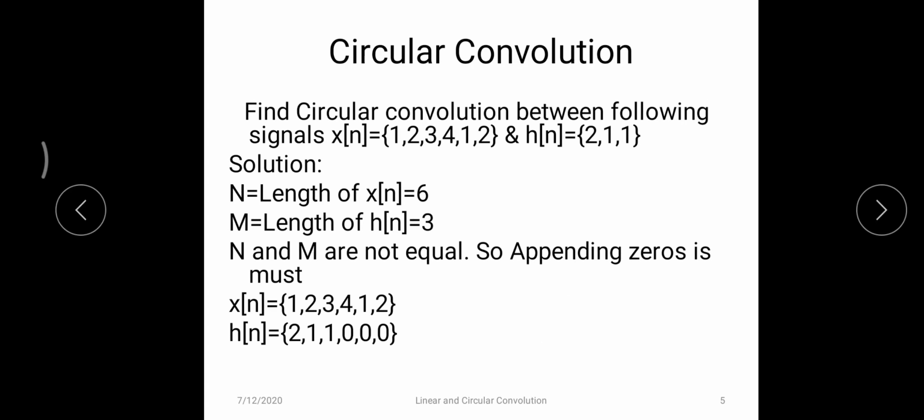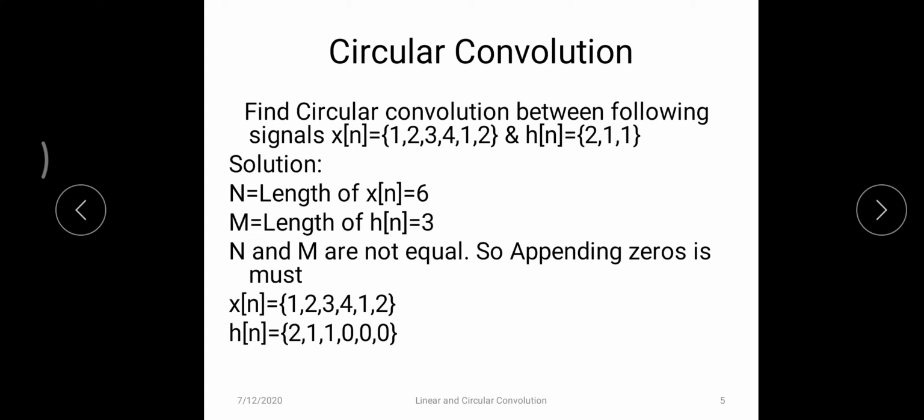Next, circular convolution. Find the circular convolution between the following signals. X of n is equal to 1 2 3 4 1 2 and h of n is equal to 2 1 1. I have taken the same example which we took for linear convolution. Now once again, count the number of samples in x of n and h of n and assign them to variables n and m.